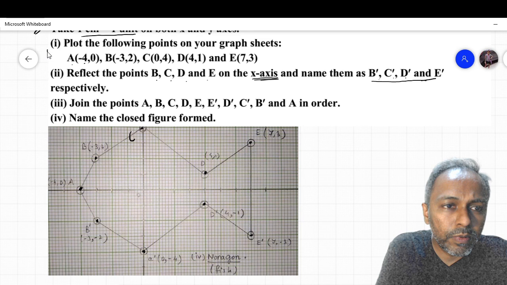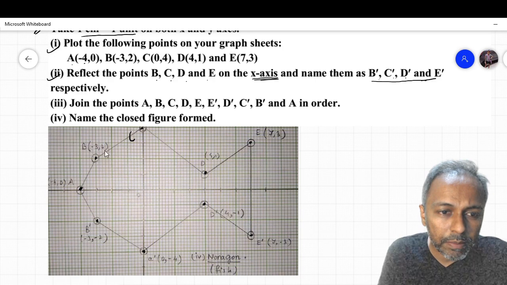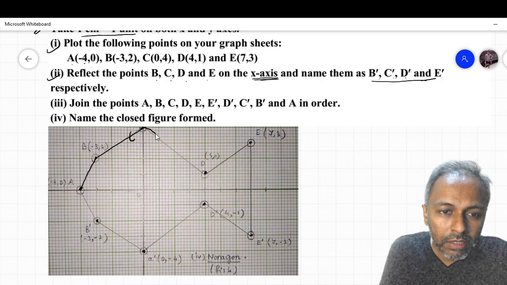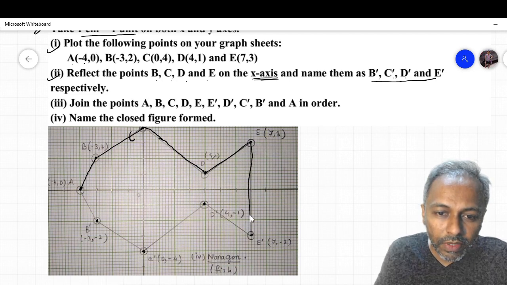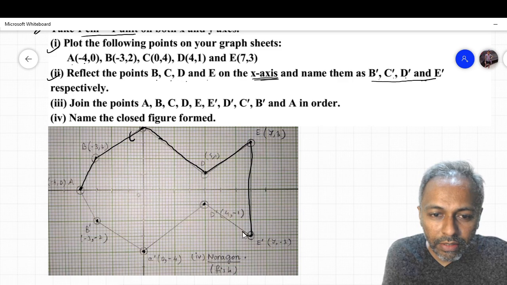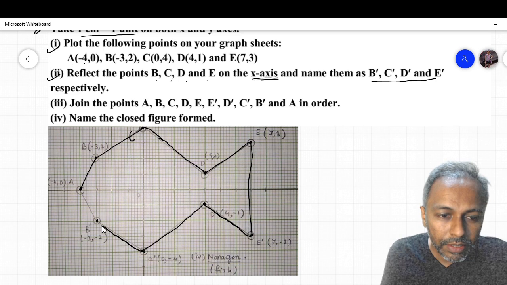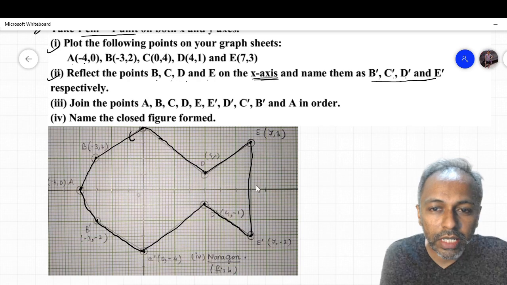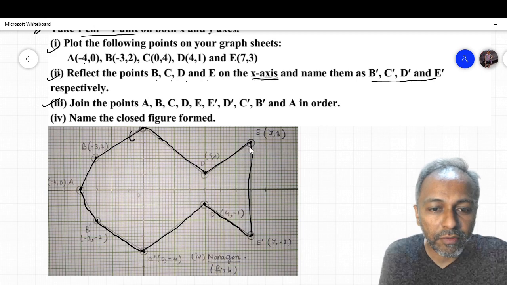So plotting is over, reflection is over. Now you have to join the points A, B, C, D, E. So A, B, C. I'm trying to rejoin it. A, B, C. This is C, D, then E, and then E dash. Right, order is given. Then you have D dash, then C dash, B dash, and then back to A in order. So with a scale it will look cleaner as it was looking before. This is done. Now you have to name this closed figure.